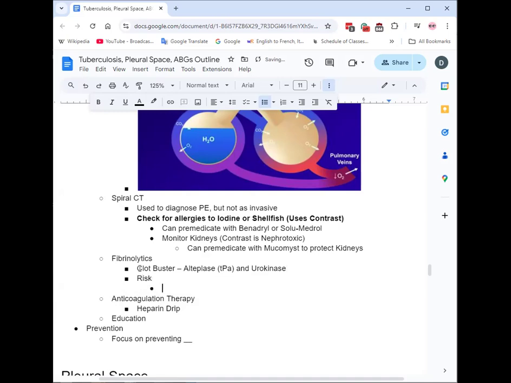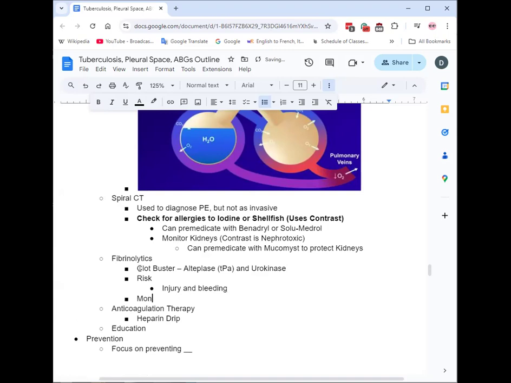And of course, what are the risks involved when it comes to a clot buster? We're going to assess for bleeding, hemorrhagic stroke, all that good stuff. Injury and bleeding. And you're going to monitor vital signs, bleeding in general, and mental status, because altered level of consciousness can be a sign of bleeding.